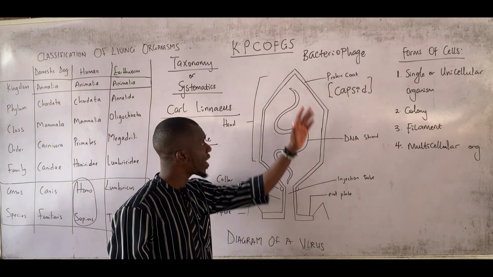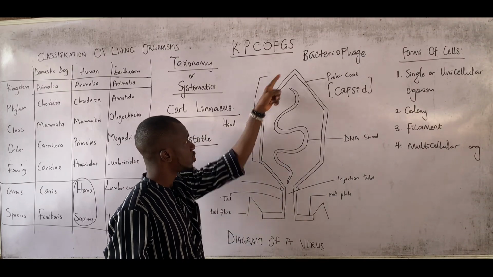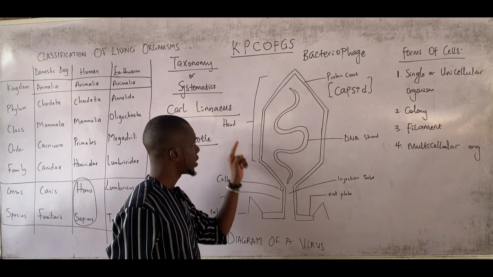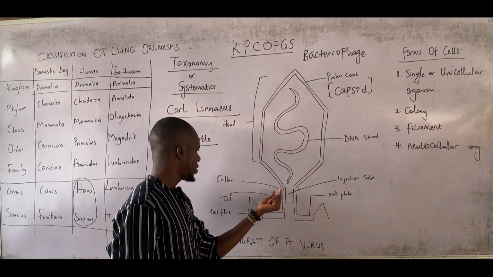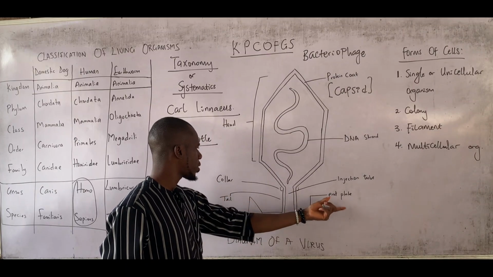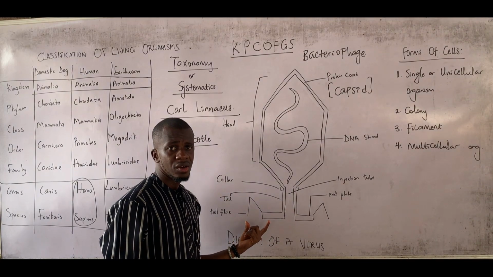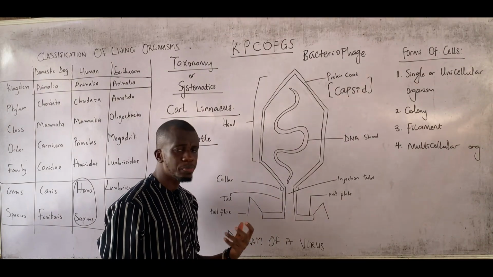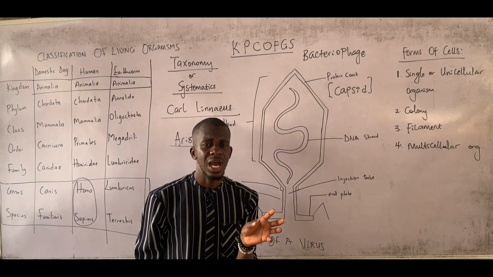All right. Now, the virus has other components. It has a head. Yes. So from here down to this point is the head. It has a collar. And it has a tail. Okay. And then it has what we call an end plate. And then a tail fiber. So all these help the virus to attach to a living cell.